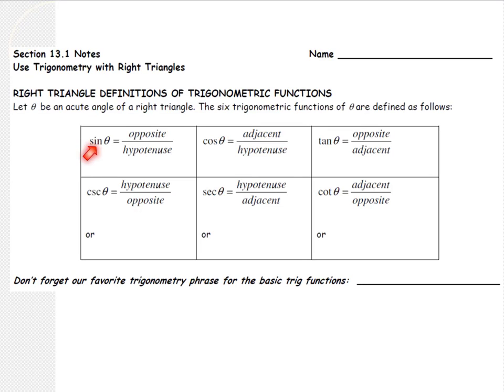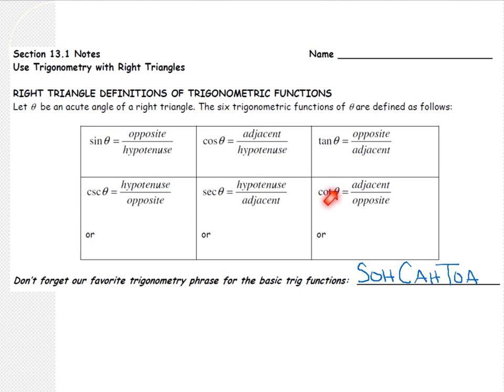And think way back to last year, we had sine is opposite over hypotenuse, cosine adjacent over hypotenuse, and tangent opposite over adjacent. And look down here, don't forget our favorite phrase for the basic trig functions, and that was SOH, CAH, TOA. So that was sine opposite over hypotenuse, cosine adjacent over hypotenuse, and tangent opposite over adjacent.